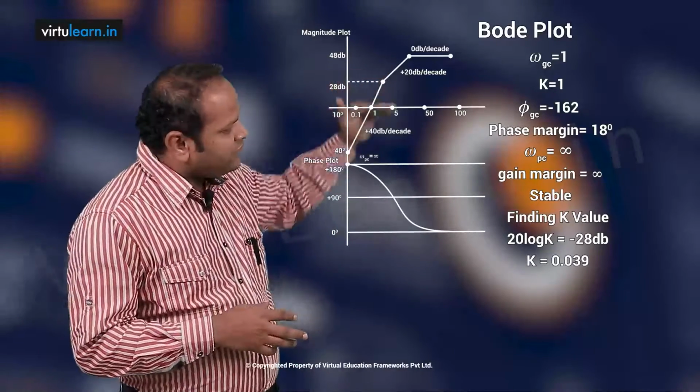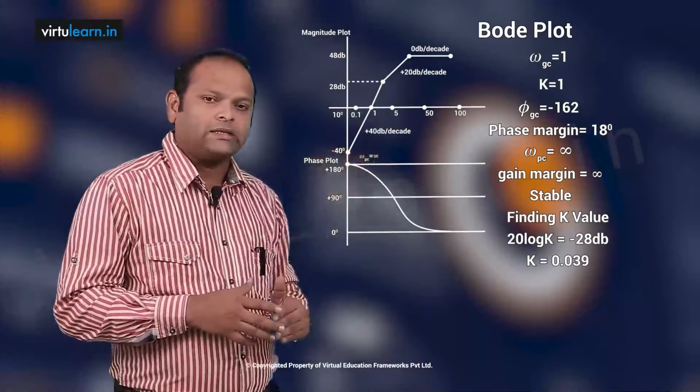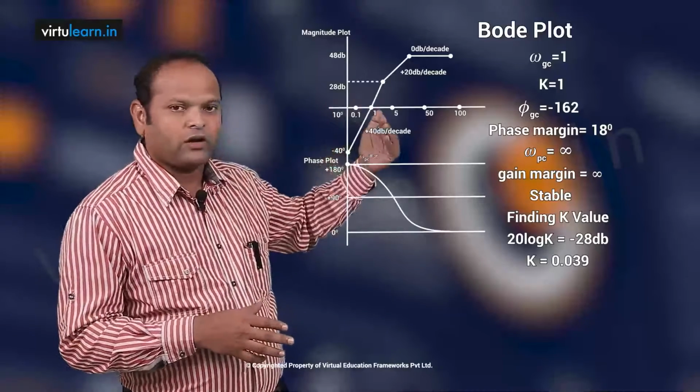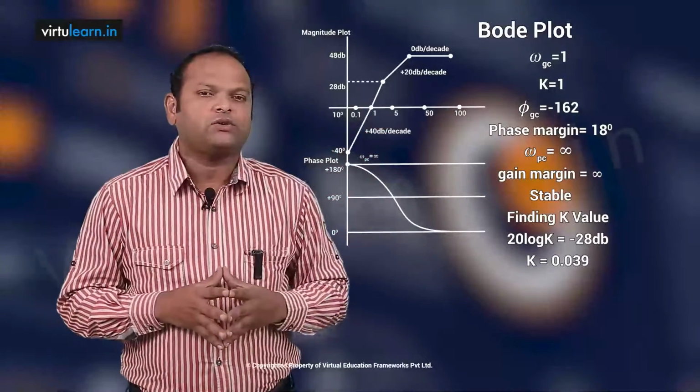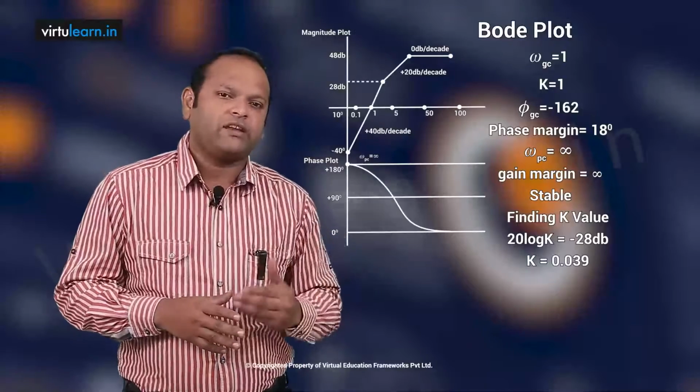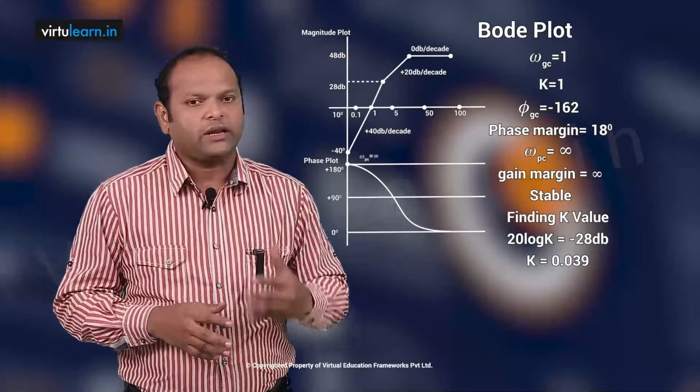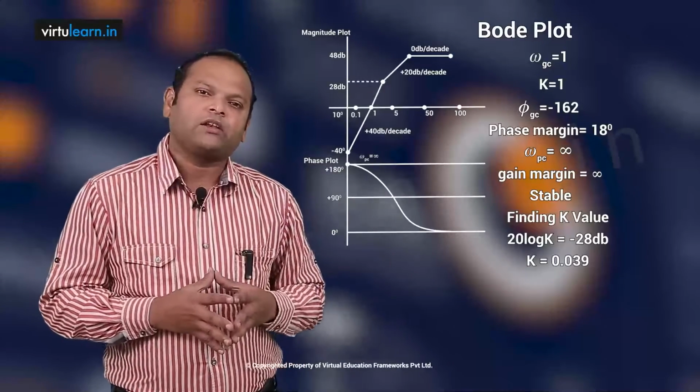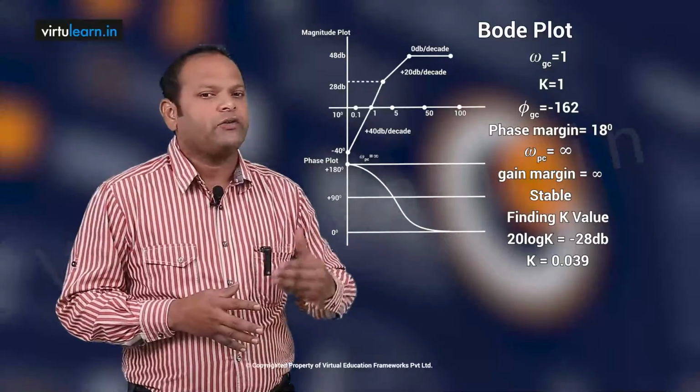Since we are shifting down, the K value decreases. Initially the K value is 1, and now it decreases to 0.039. So in this particular system, if we choose the gain value as 0.039, then we can obtain the gain crossover frequency as 5 radian per second. Let us look at how to draw the Bode diagram for time delay systems.